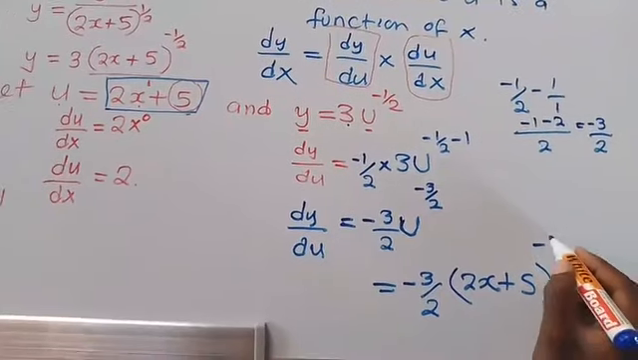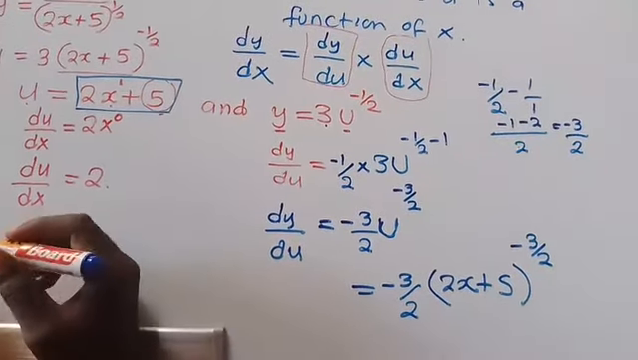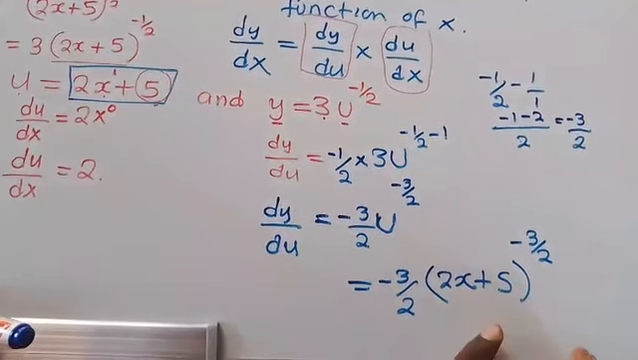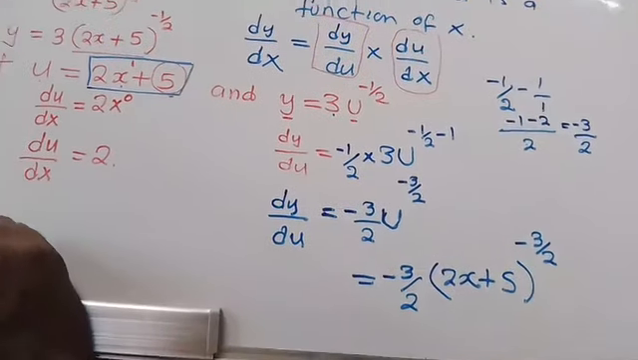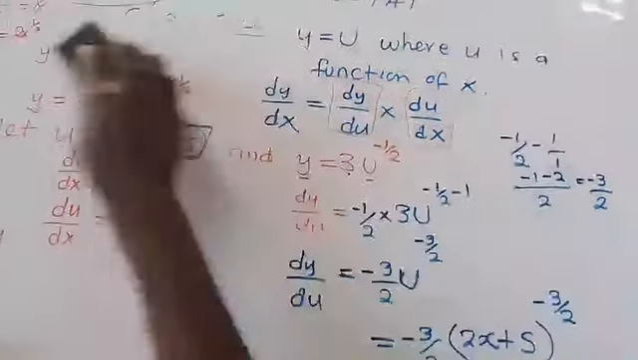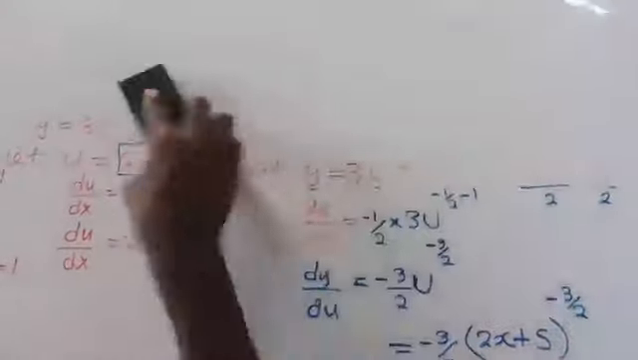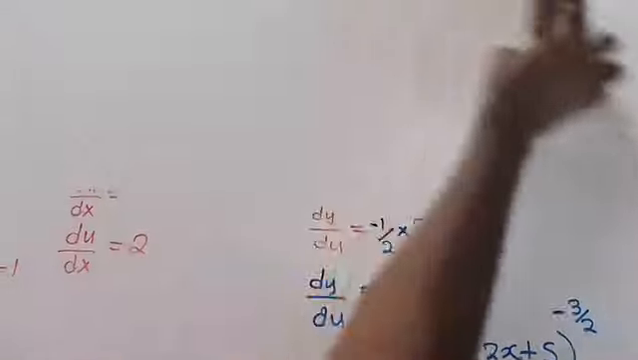To the power negative 3 over 2. This is what we are going to do. After reaching this stage, I now need to get these two answers like this. So let me label this part here, and let me do this.